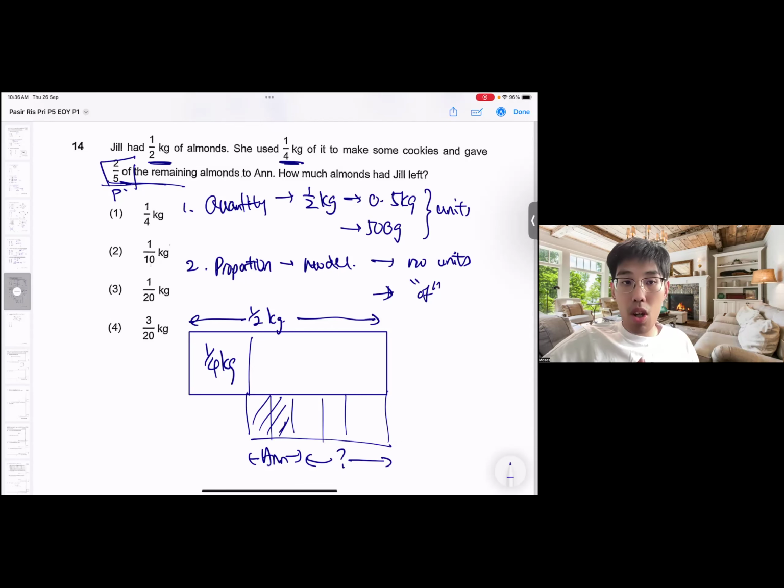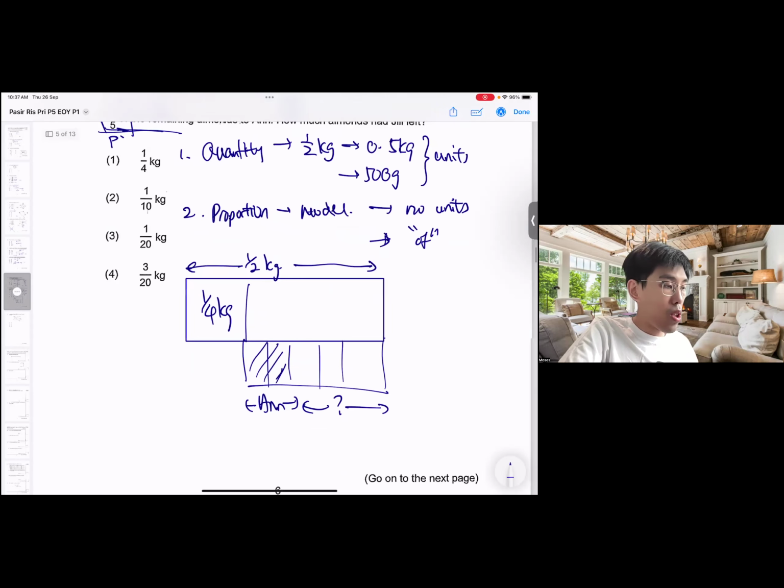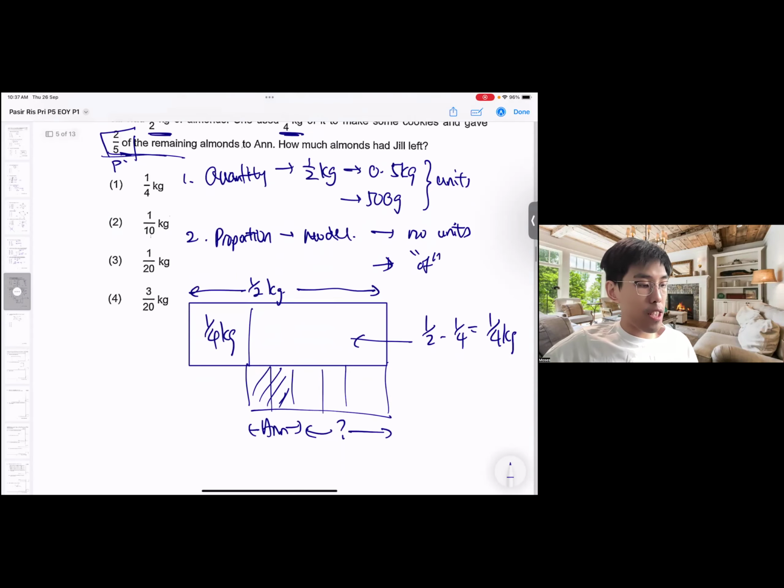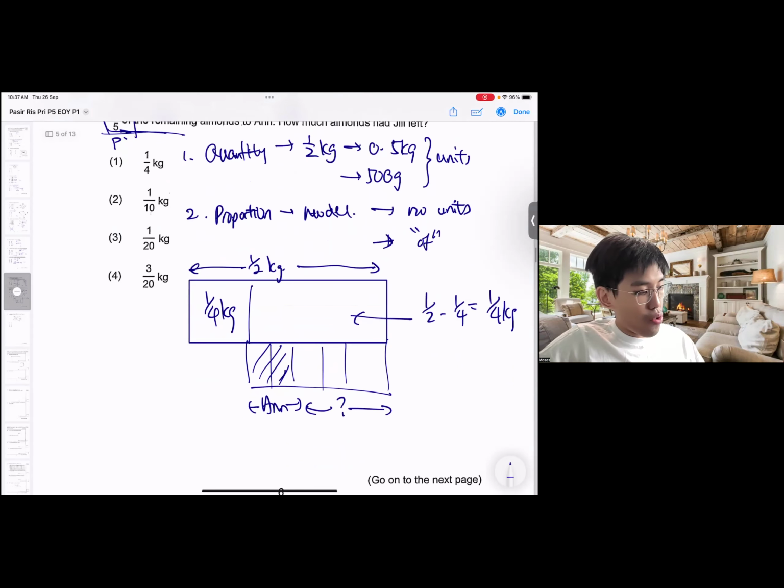At least you all have a model. You all know what's going on now. So from here, what can we do? We need to find this remaining first. So this one is half minus 1/4, half kg minus 1/4 kg. I will be left with 1/4 kg. This 1/4 kg is being split into 5 equal parts, and out of these 5 equal parts, 3 parts is what we are looking for. Therefore, we are looking at 3/5 of the 1/4 kg. So the answer will be 3/20 kg, option 4.